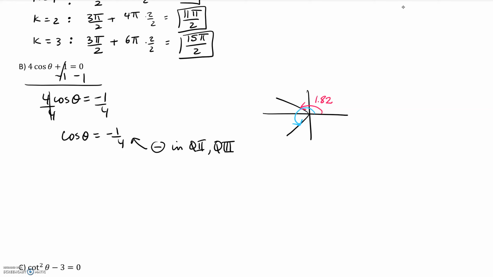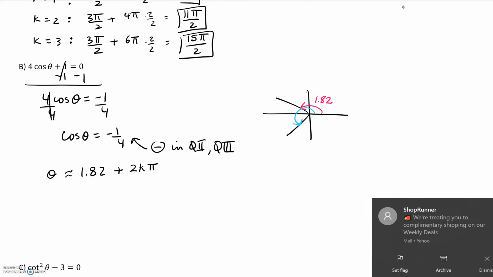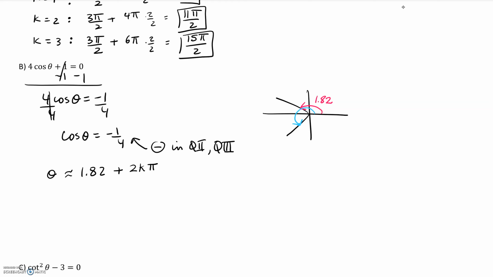To go all the way around. So I'm going to get all the answers for practice, and then we're going to only keep 4 of them. So theta is 1.82 plus the period of cosine, all multiples of it, plus 2k pi. So if I wanted to, as of right now, I could let k be 0, 1, 2, 3 and be done with it, right? Because then I would have my 4 solutions.